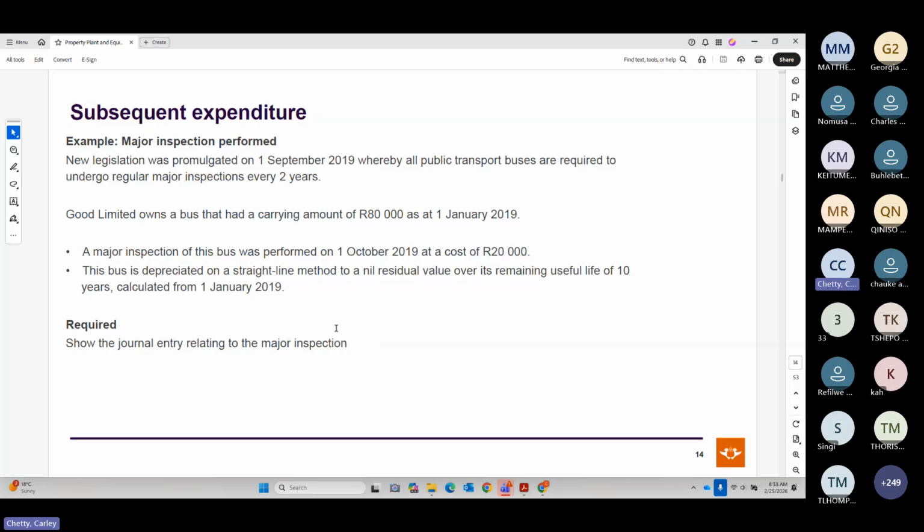Okay, so there's a question here: why do we use the carrying amount to depreciate the bus? They have given us the carrying amount of the bus of 80,000 and then the remaining useful life of 10 years. That's all they've given us in the question, so that's what we have to use. Because they've given us the remaining useful life, instead of the total useful life, it makes sense to depreciate the carrying amount.